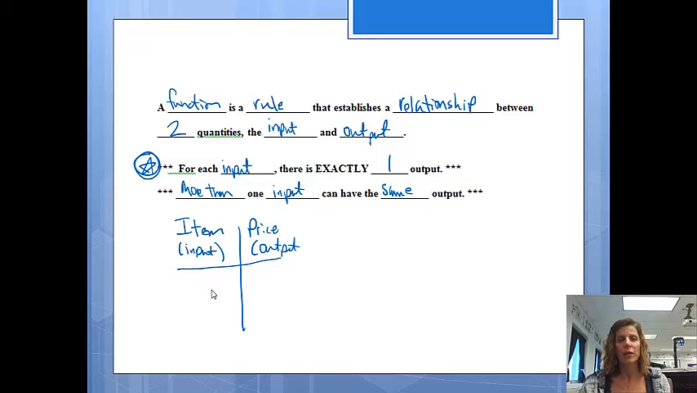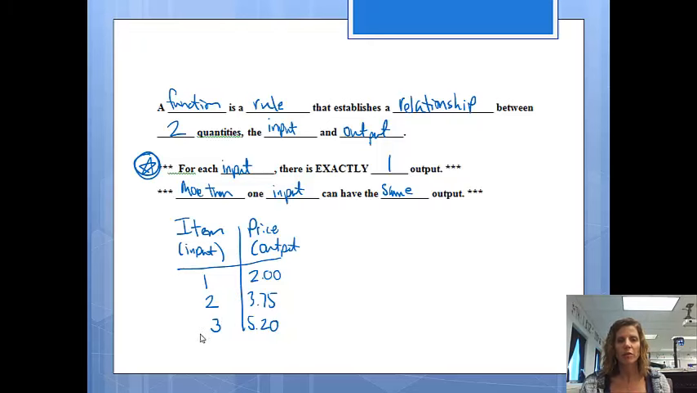Let's say I went to Meijer and I'm just buying a few items. Item one that I put on the conveyor belt when I go to checkout costs $2. Item two on my conveyor belt was $3.75. Item three was $5.20. So notice for each of these, every single item has exactly one price.